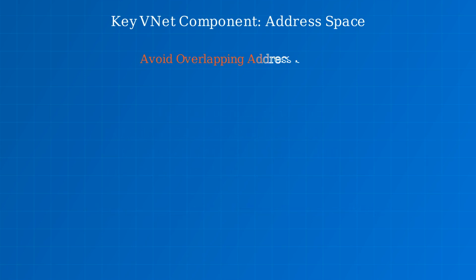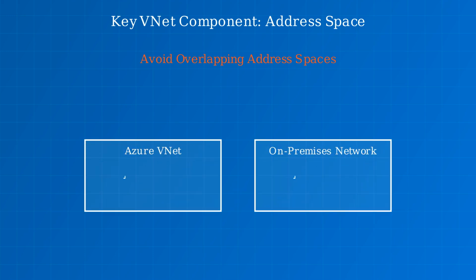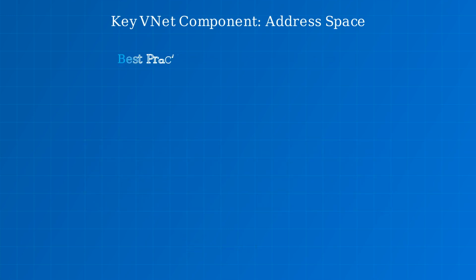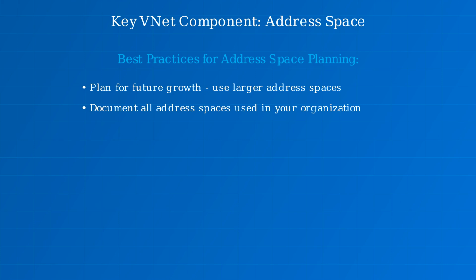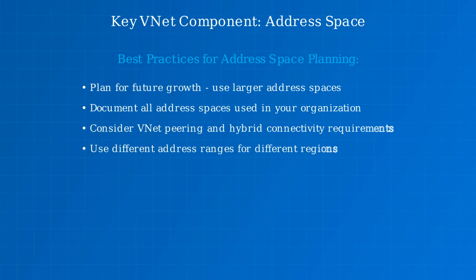It's crucial to choose an address space that doesn't overlap with any other networks in your organization. Overlapping address spaces can cause routing conflicts and connectivity issues. When planning address spaces for Azure Virtual Networks, follow these best practices. Plan for future growth by using larger address spaces. Document all address spaces used in your organization. Consider your VNet peering and hybrid connectivity requirements, and use different address ranges for different regions or environments. Remember, properly planned address spaces are essential for successful Azure networking and avoiding future complications.